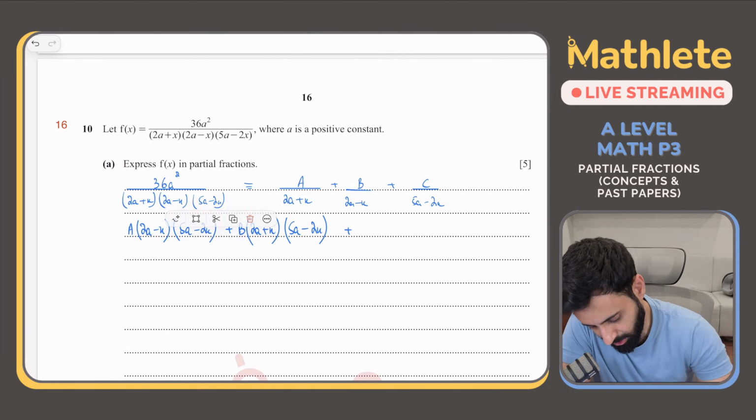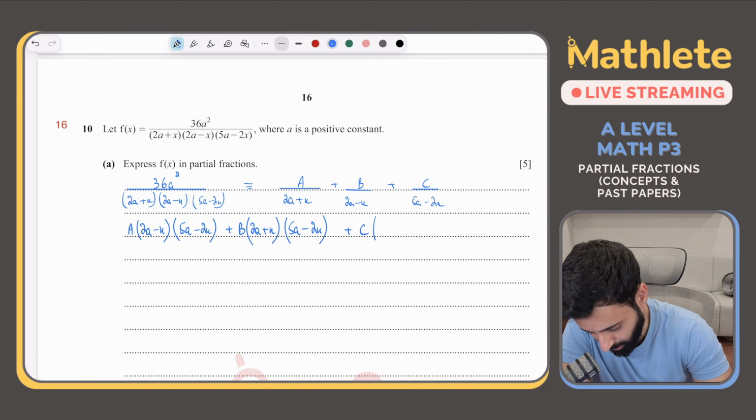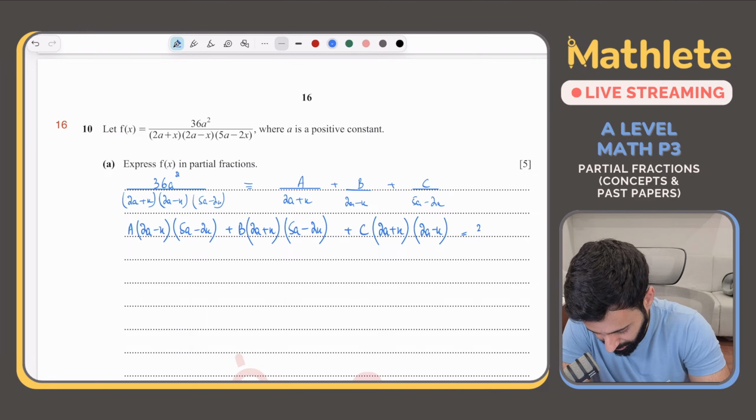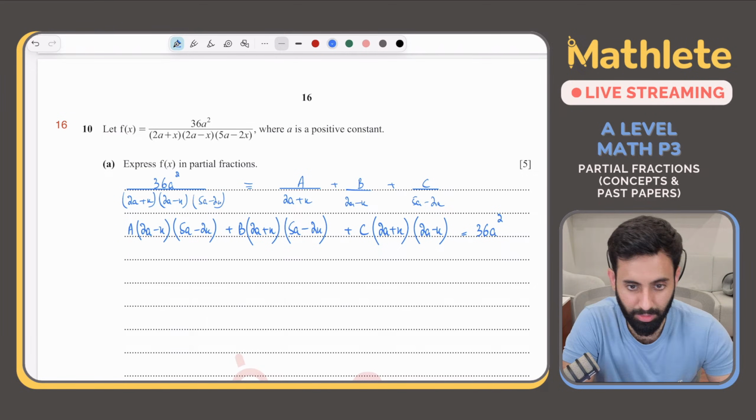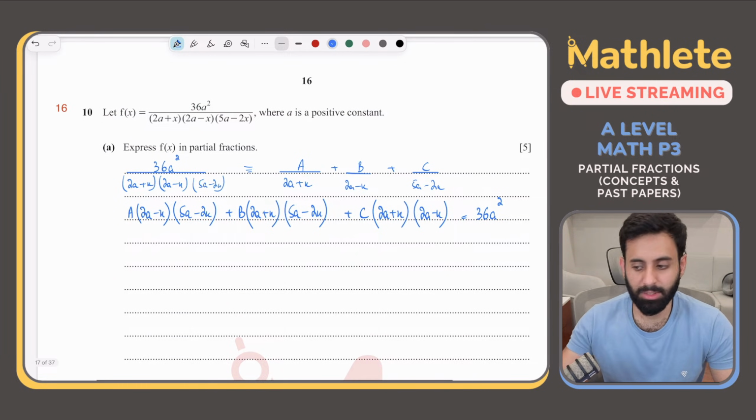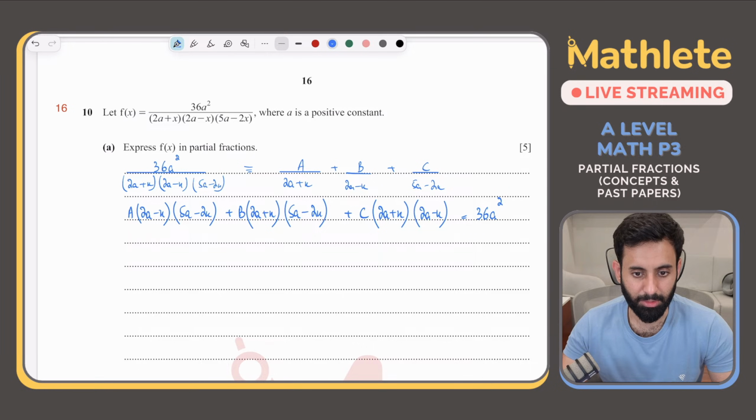Let's delete this. And then c will be multiplied by 2a plus x into 2a minus x. What is this equal to? This is equal to 36a square. Now the question is, what are the values that we are going to substitute? Let's have a look at that.